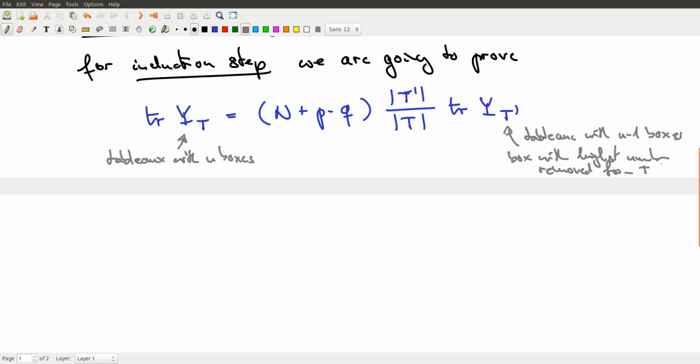Okay, and p and q are the column and the row of the box which we removed. Column and row of the box, well, that's the box with the highest number, the number n. T is a standard tableau, so there is a highest number in T. Now, when we have this blue formula here, then we're done.